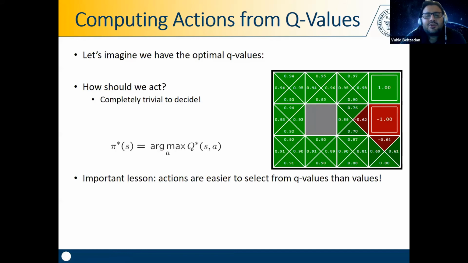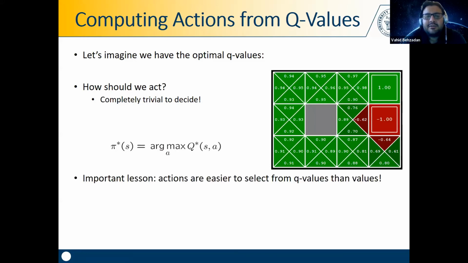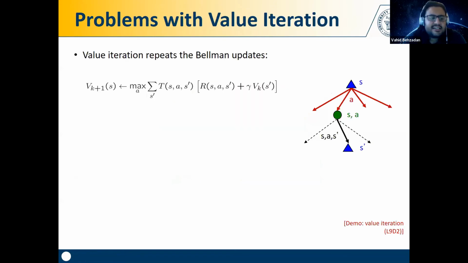Now, here's an important lesson. And this lesson holds even at the current heights of AI research, especially in deep reinforcement learning. Actions are easier to select from Q values than values. So it's easier, more computationally efficient to extract the policy from the Q function instead of the value function. Now, this is, I think, the last concept we are going to cover in this session.